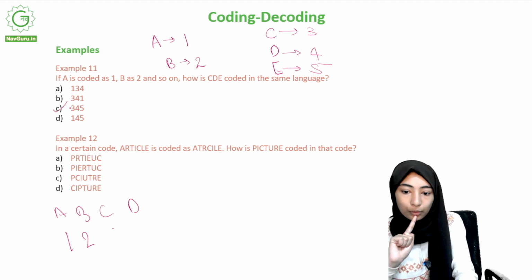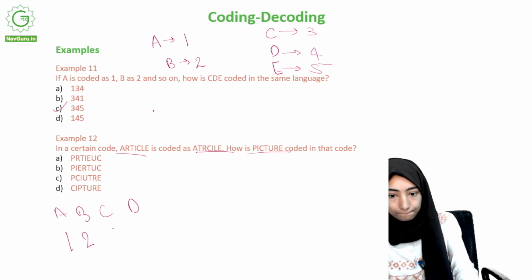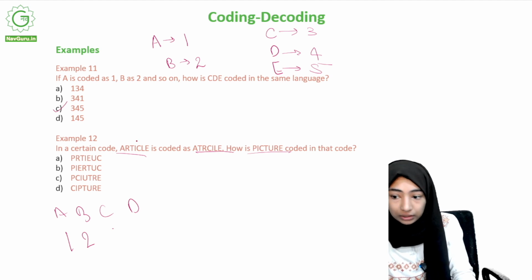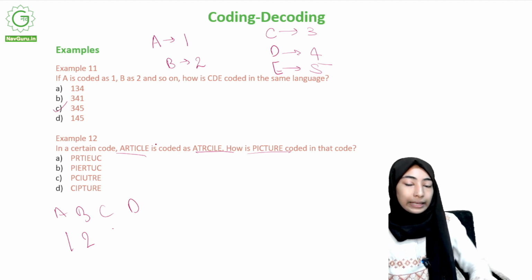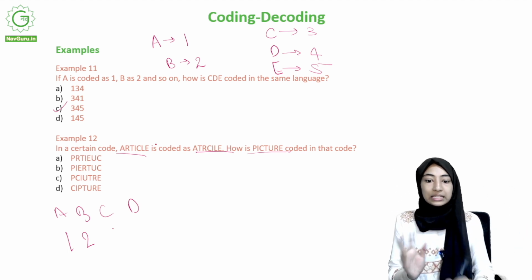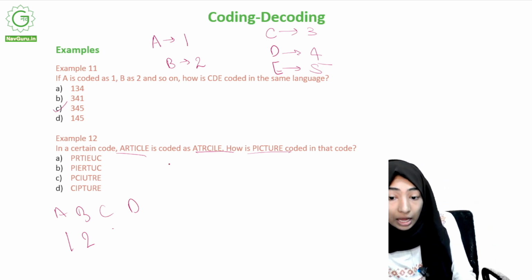Okay. Now, in a certain code, article is coded as actress seal. How is picture coded in this code? Okay. What happens here? If you look at article, okay, let's just take a look at this. So again, you see that you have all the letters. So then in that case, like I said before, when you see that even in the code you have all the letters, it's likely to be a rearrangement. Are you able to find any rearrangement here? Let's see.